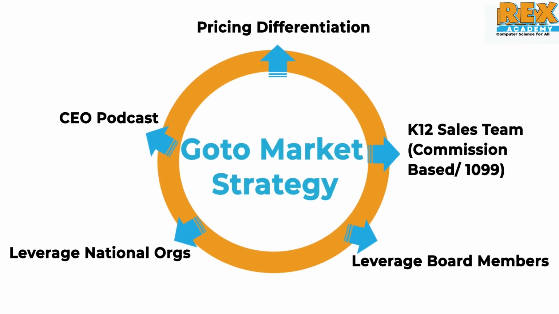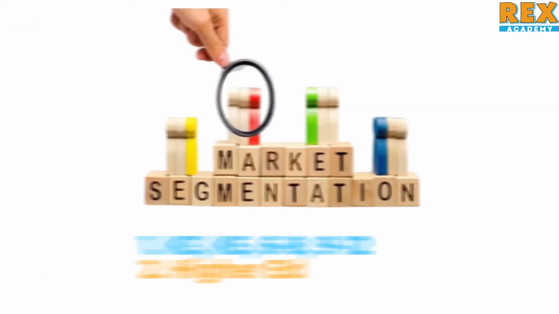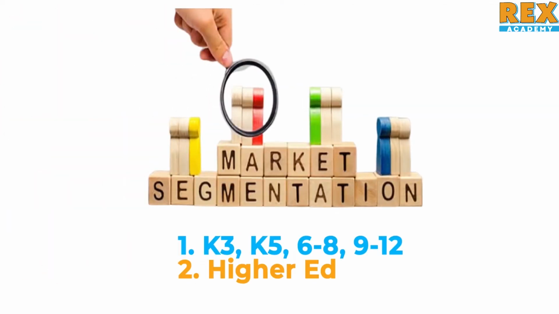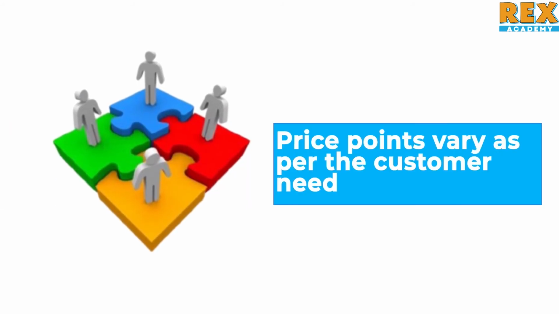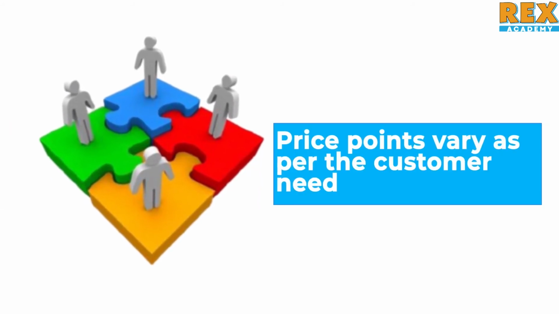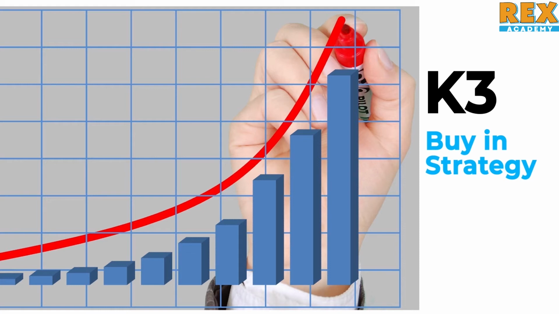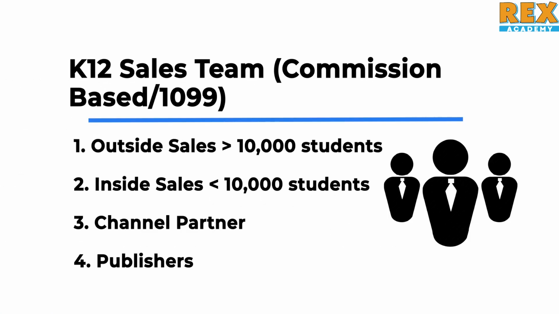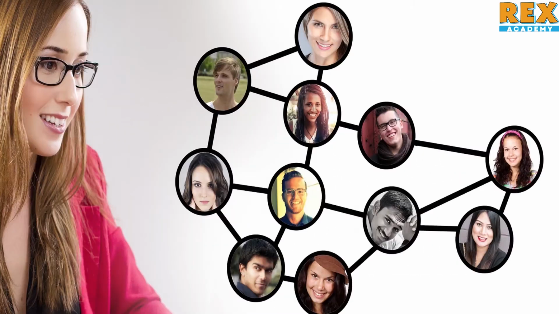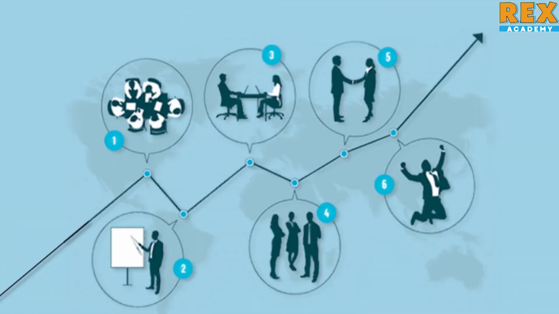Our go-to-market strategy will be based upon the fact that the market is segmented by grade levels, each of which has different needs and different price points of entry. K-3 will be a buy-in strategy and price will increase as we move up the food chain. Our distribution coverage will be based upon a blending of commission-based inside and outside sales teams and hiring channel partners. Securing partnership arrangements with K-12 publishers who wish to enhance or expand our product portfolio will be pursued.